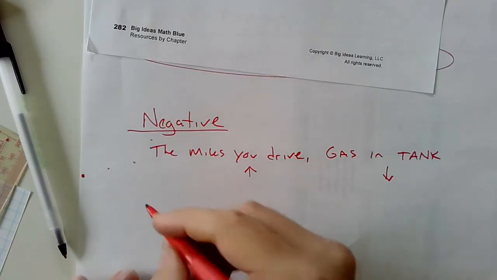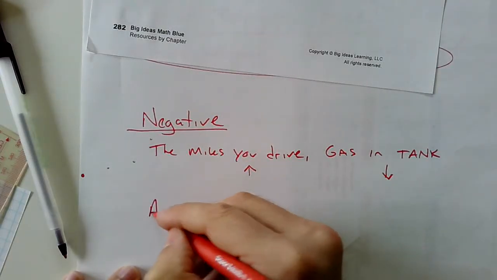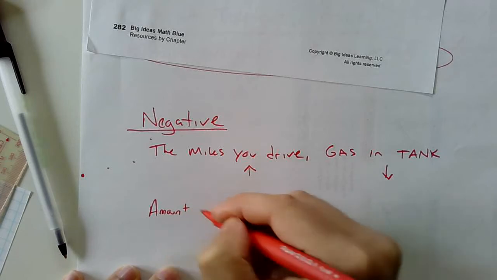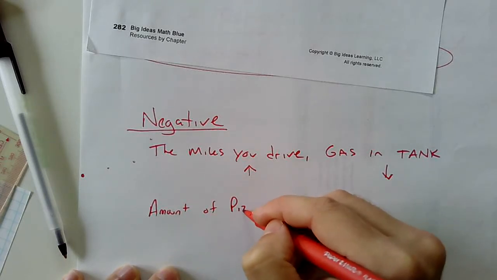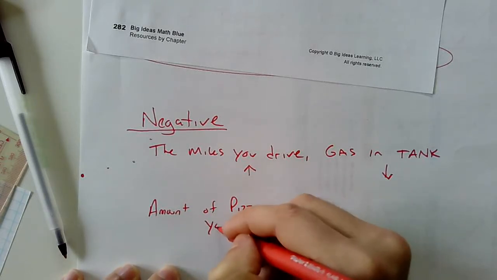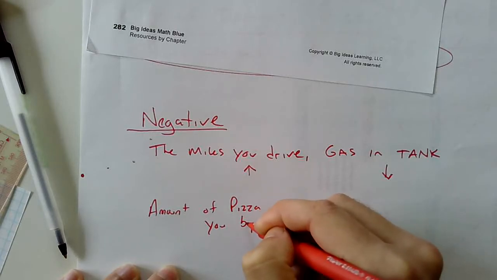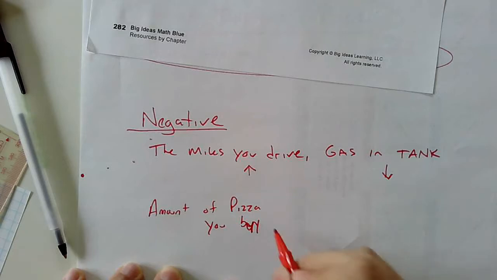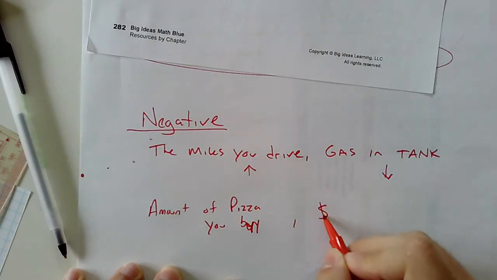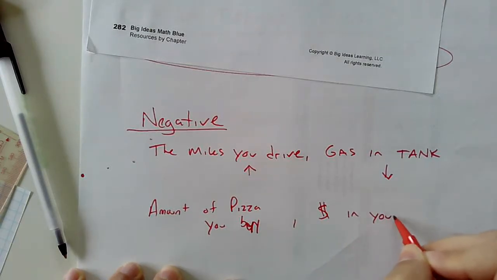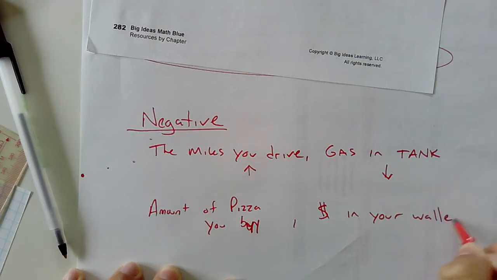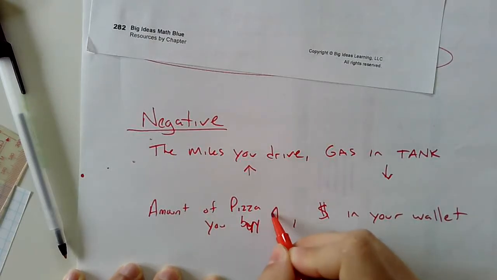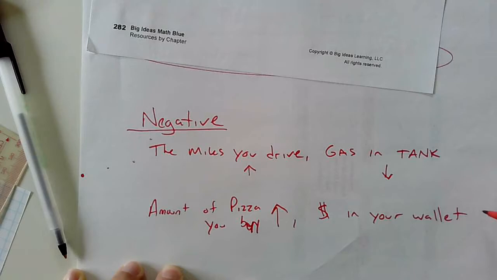And another option, maybe the amount of pizza you buy. I can't spell. The amount of pizza you buy and the money in your wallet. So as the amount of pizza you buy goes up, the money in your wallet will decrease.